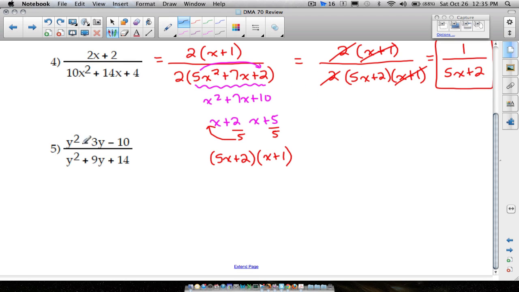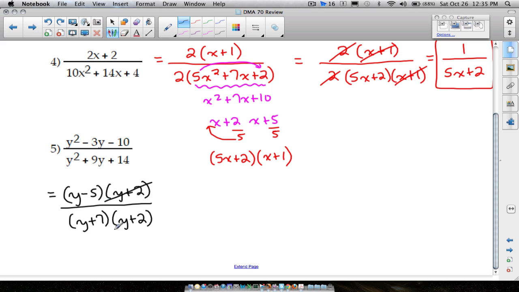Number 5, we can factor this very quickly. Factoring the top, negative 5 times 2 gives us negative 10, and negative 5 plus 2 gives us negative 3. So we have y minus 5 and y plus 2 as our factors up top. Our two factors at the bottom, 7 times 2 gives you 14. 7 plus 2 gives you 9. So therefore we have y plus 7 and y plus 2. Simplifying quickly by canceling out the y plus 2's, our final answer is y minus 5 over y plus 7.